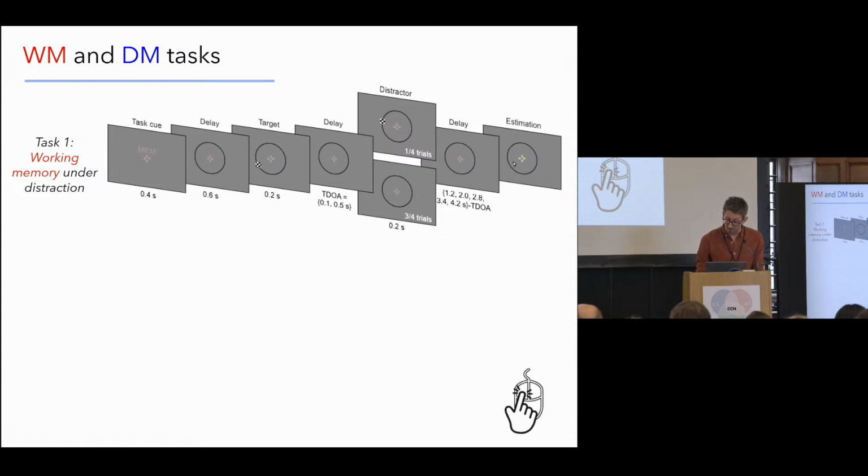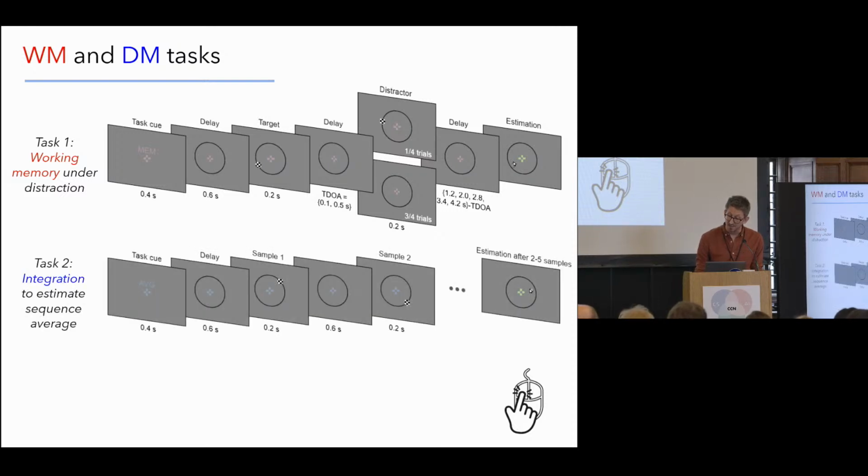anywhere along a circle. Participants need to remember the spatial location of this target over a subsequent delay period, during which a distractor stimulus offset in time and location may or may not be presented, and after which they need to reproduce the target location with a directed mouse click. So this task is very close to the classic memory-guided saccade task from the working memory literature.